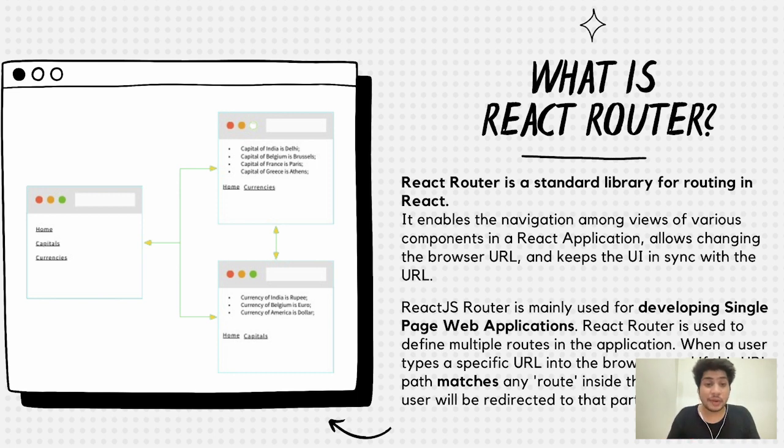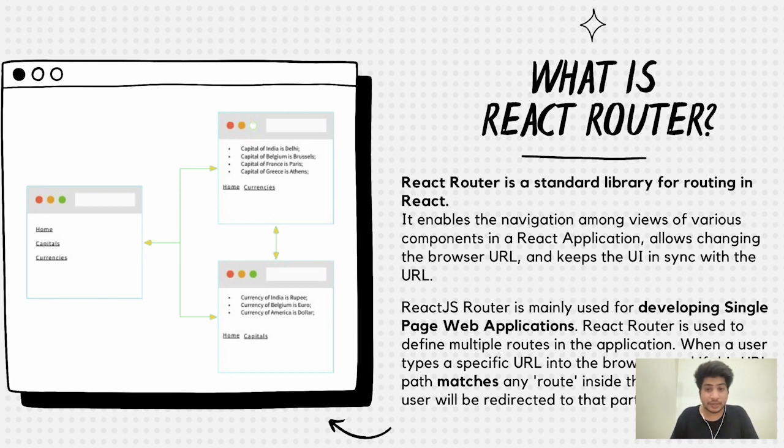So what is React Router? Basically it's a standard library for routing in React. It enables navigation. Navigation is very important for a website. It gives users access to information as soon and as easily as possible, and we developers can take this as an advantage. It enables navigation among views and various components in the React application, allows changing the browser URL, and keeps the UI in sync with the URL.